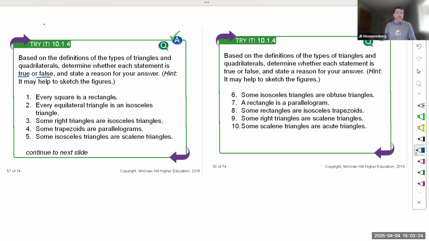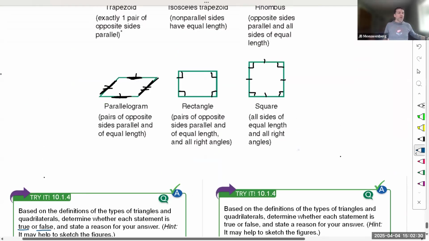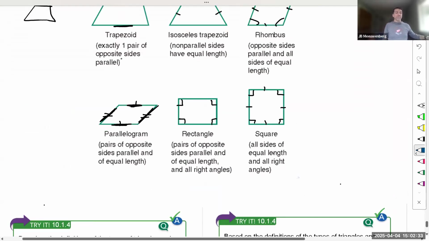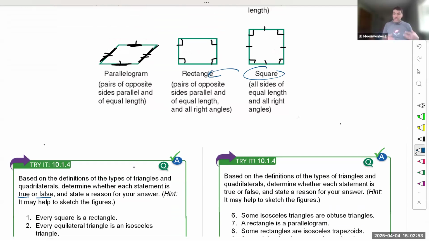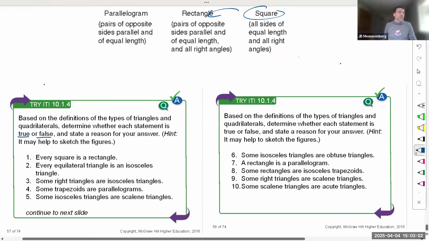It says every square is a rectangle. So is that true or is that false? Well, you've got to go back to the definition. A square just says all sides are of equal length and it has all right angles. Well, what's the definition of a rectangle? It's that pairs of opposite sides are parallel and of equal length, and it has all right angles. So does every square fit the definition of a rectangle as well? It does. A square is just a more restrictive rectangle. A square is a rectangle where all the sides also have to be equal. So every single square is also a rectangle.